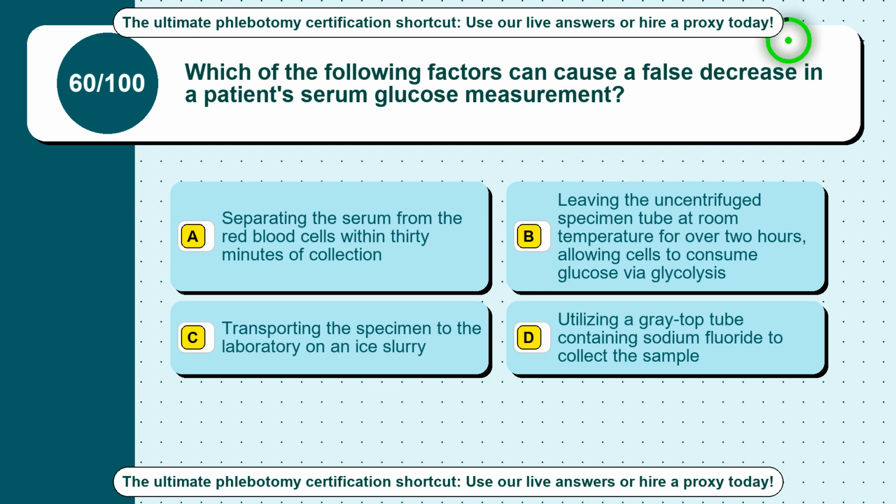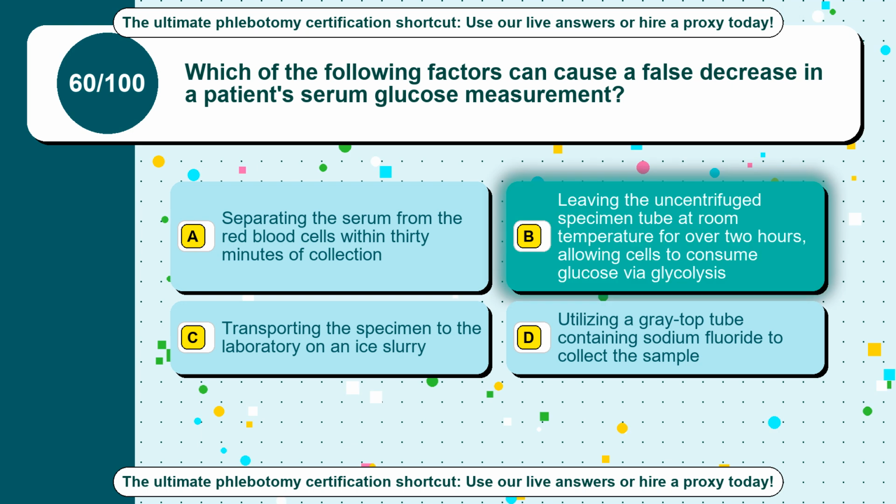Question 60. Which of the following factors can cause a false decrease in a patient's serum glucose measurement? Option A. Separating the serum from the red blood cells within 30 minutes of collection. Option B. Leaving the uncentrifuged specimen tube at room temperature for over 2 hours, allowing cells to consume glucose via glycolysis. Option C. Transporting the specimen to the laboratory on an ice slurry. Option D. Utilizing a gray top tube containing sodium fluoride to collect the sample. The correct answer is option B.